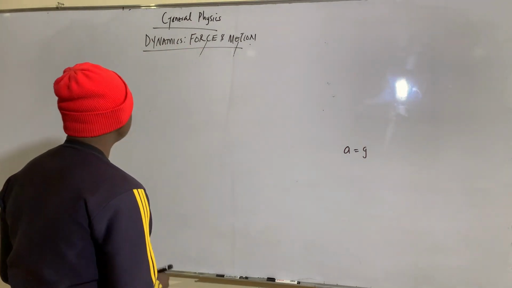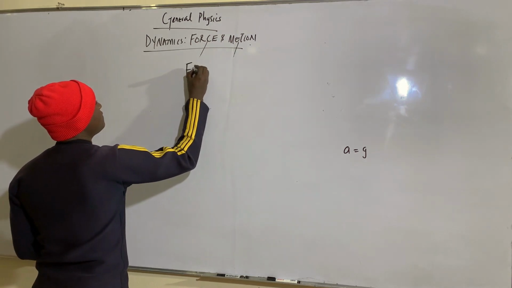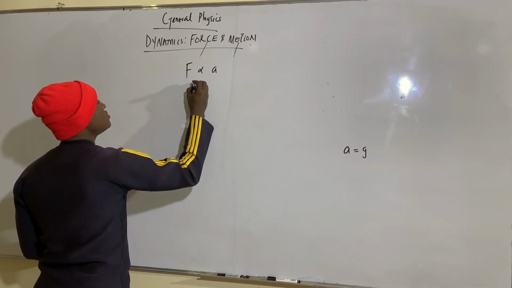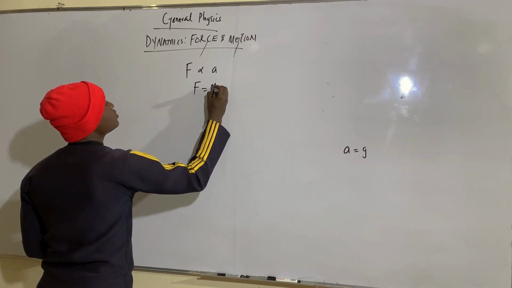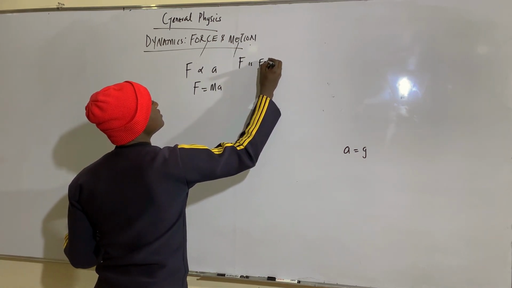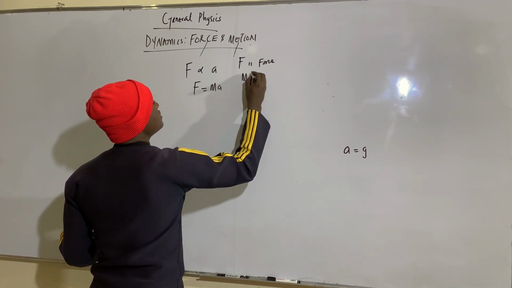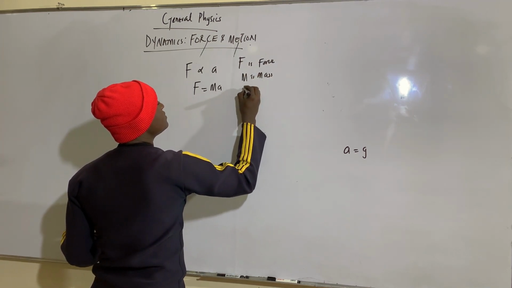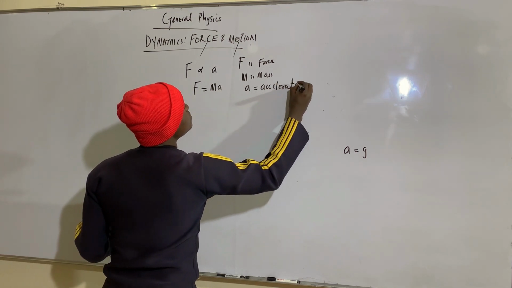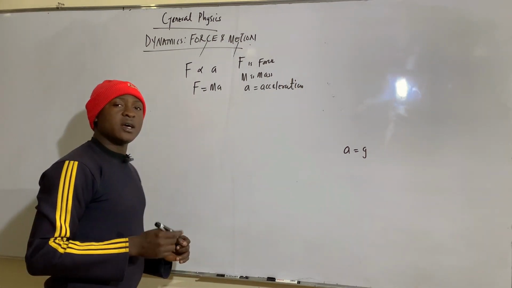So from here, we said F is directly proportional to the acceleration. So by changing this sign, we have F is equal to ma. F we have here is force, the m is referring to the mass, and at the same time, the a that we have here simply means acceleration.